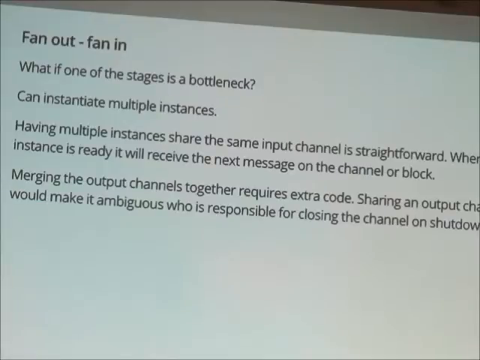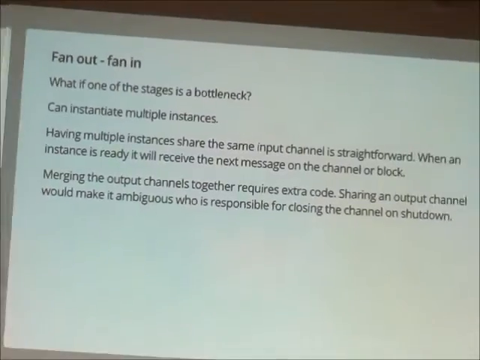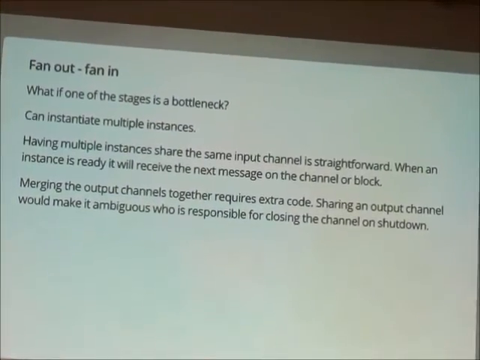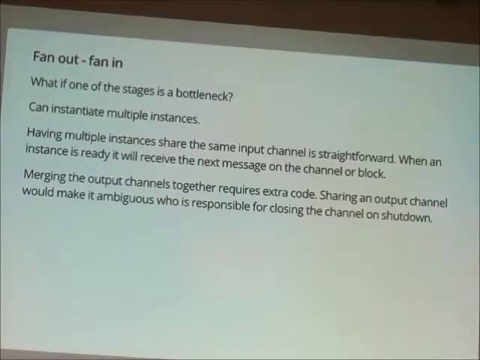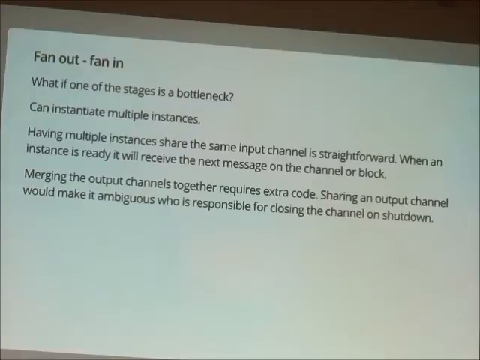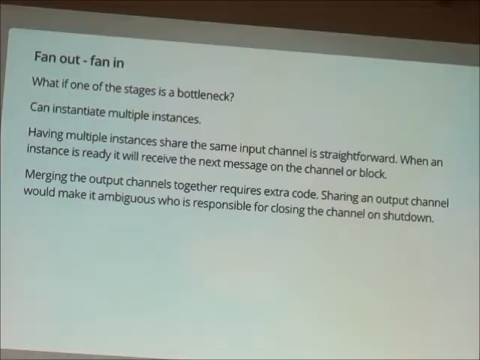So another interesting thing you can do with pipelines is it's relatively easy to do a fan out, fan in type thing. So what if one of the stages is a bottleneck? It's either CPU intensive or tends to block for a while on a long API call or something like that. In that case, it's pretty straightforward to have multiple instances of that stage.